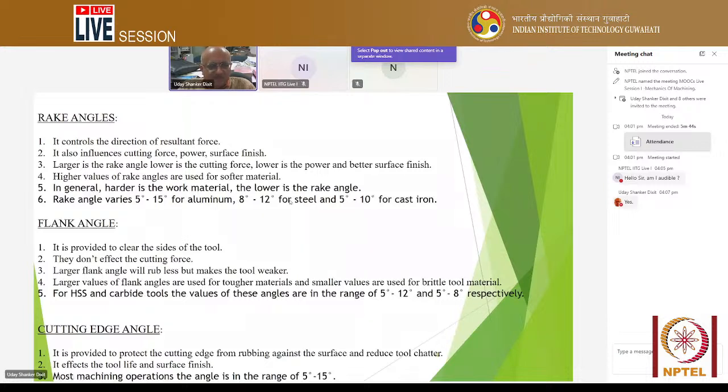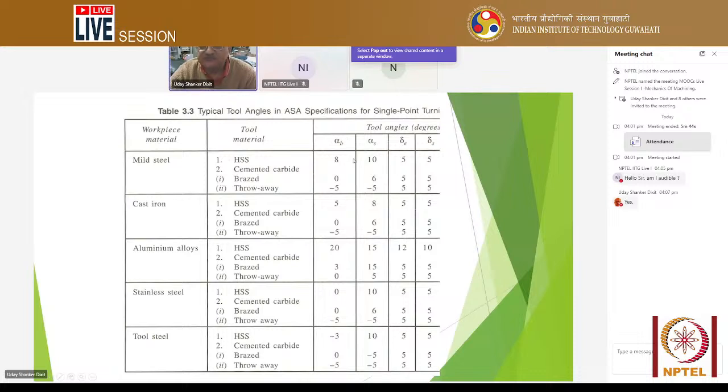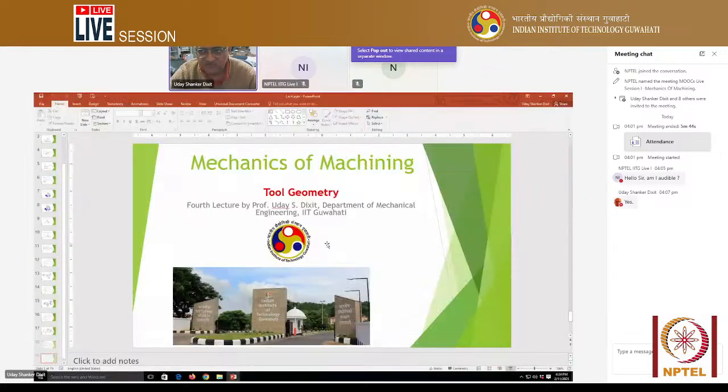And then I told the typical values of rake angle, etc. Suppose rake angle 5 to 15 degrees for aluminum, 8 to 12 degrees for steel, like that. And flank angle is also there. So these are the typical angles depending on tool material and workpiece material. Sometimes you put negative tool angles also. So this was told in lecture 4.